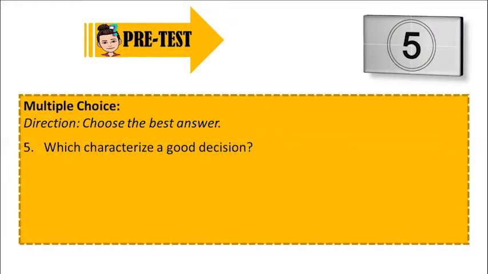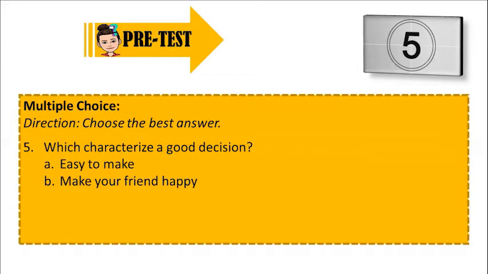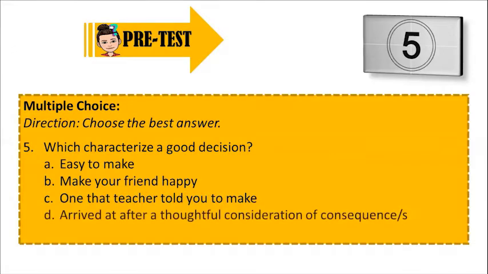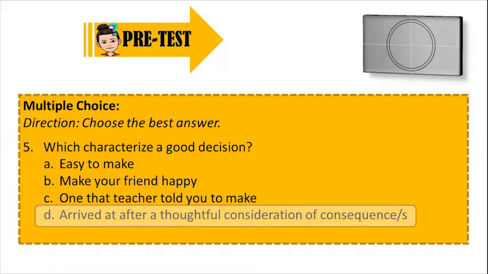And for the last question, which characterizes a good decision? A, easy to make. B, make your friend happy. C, one that teacher told you to make. D, arrived at after a thoughtful consideration of consequences. Timer starts now. And the correct answer is letter D. Did you get all the correct answers? If yes, you're doing a good job.